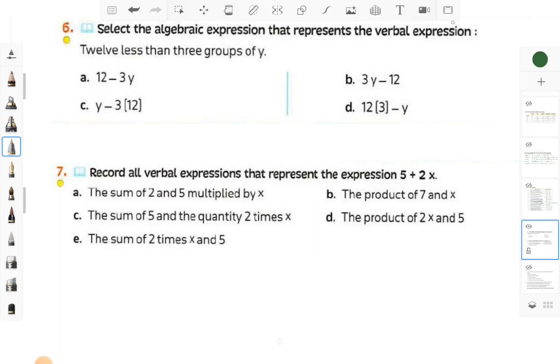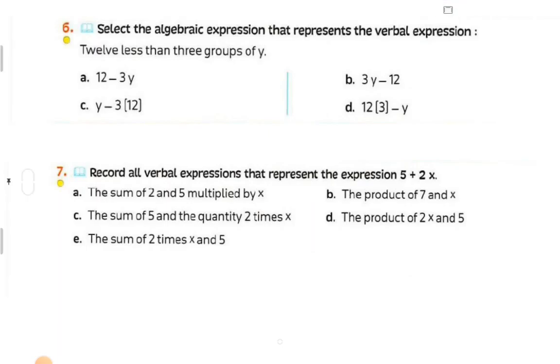Okay, select the algebraic expression that represents the variable expression. 12 less than 3 groups of y. 3 groups of y means 3y. Less than 12, less than, it means 3y minus 12. 3y minus 12. Okay?